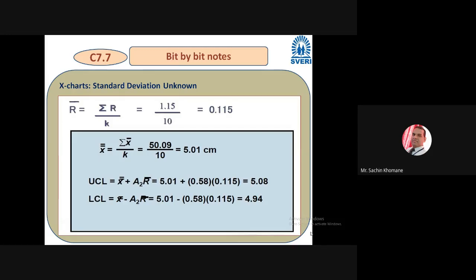Now UCL. All of us know the calculation of three things is very important in any control chart. You have to calculate UCL, LCL, and the center line, or X double bar. X double bar is the same as in the previous numerical. Only the UCL values are going to change here. So now, X double bar plus A2 R bar. Here A2 is a new term you are observing. So how to find A2 is very important.